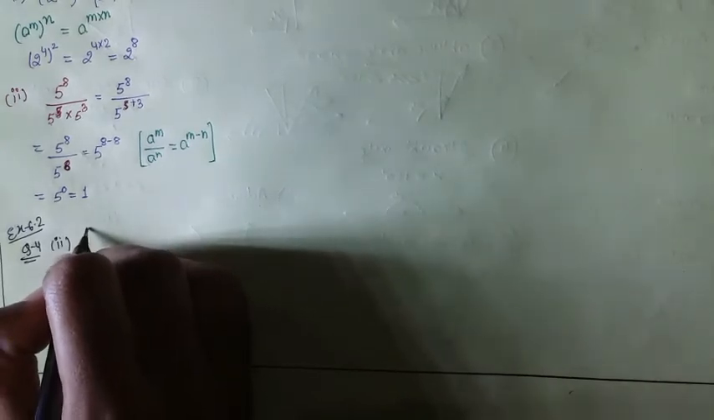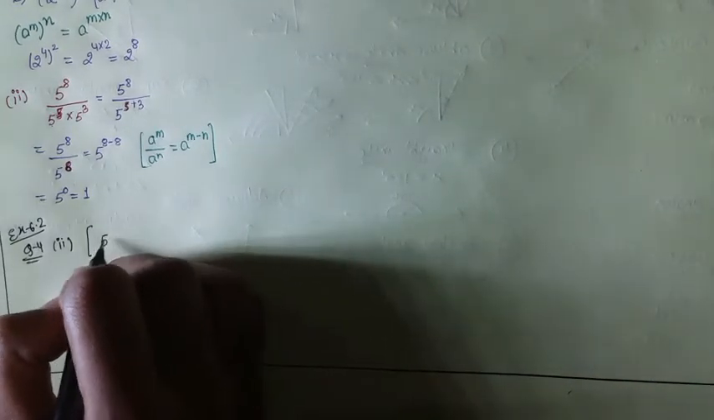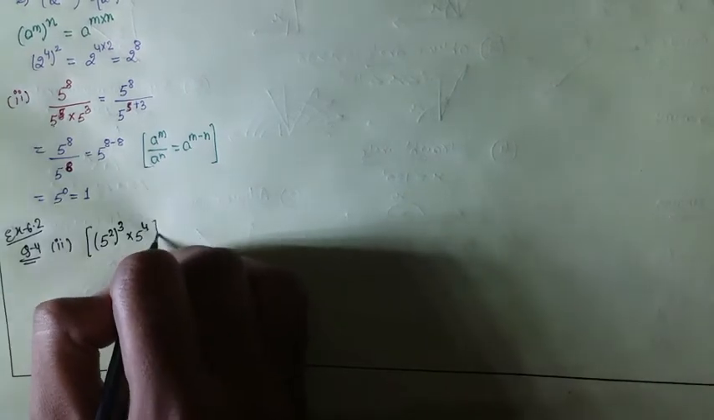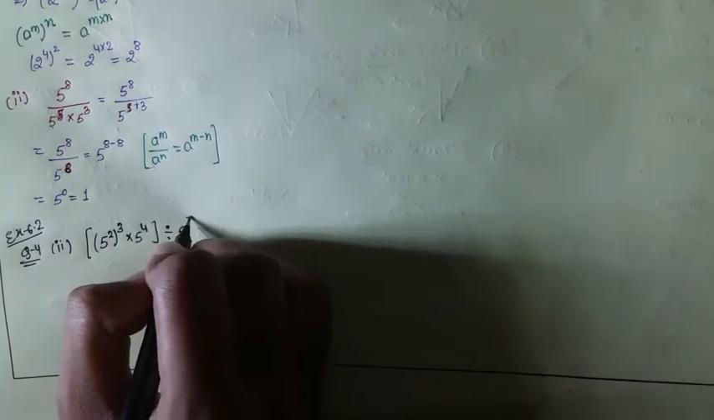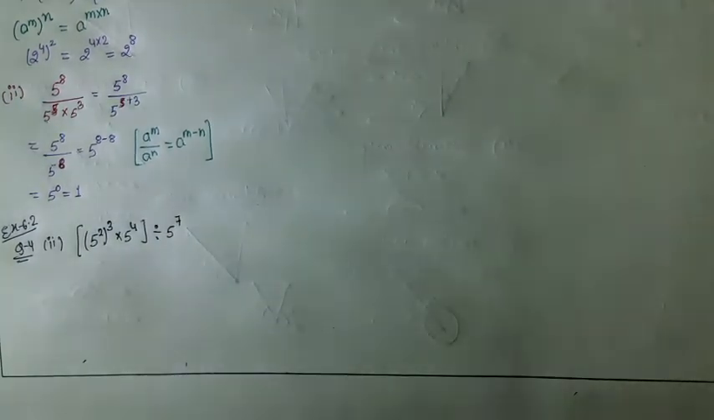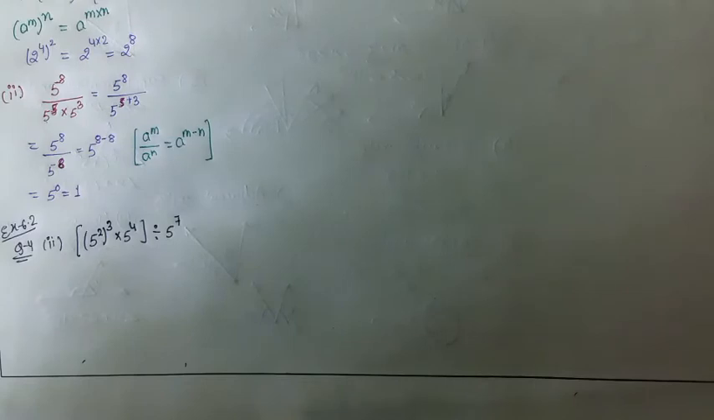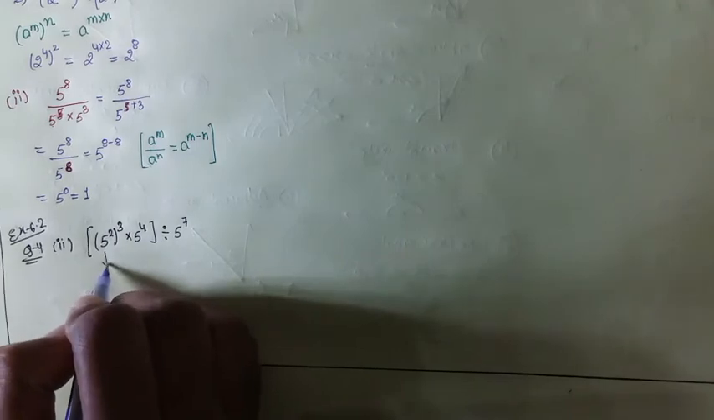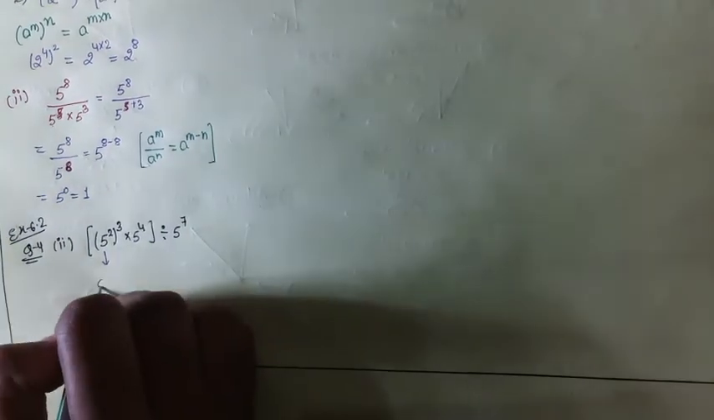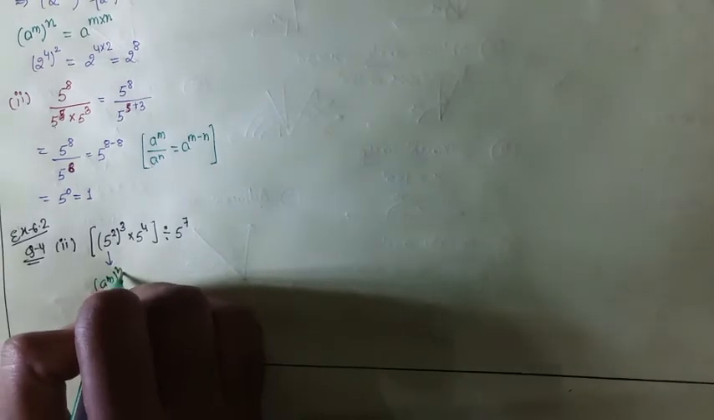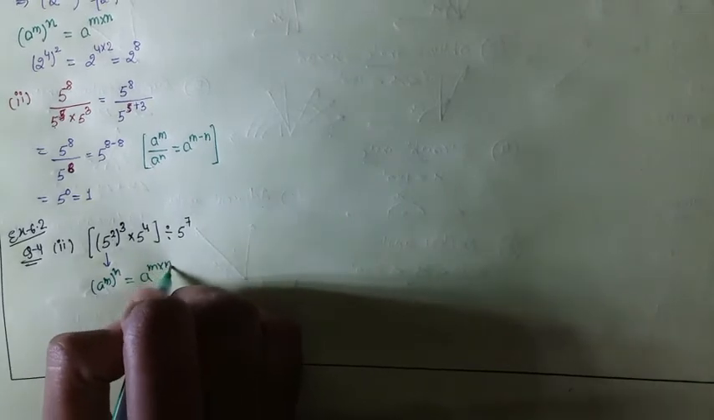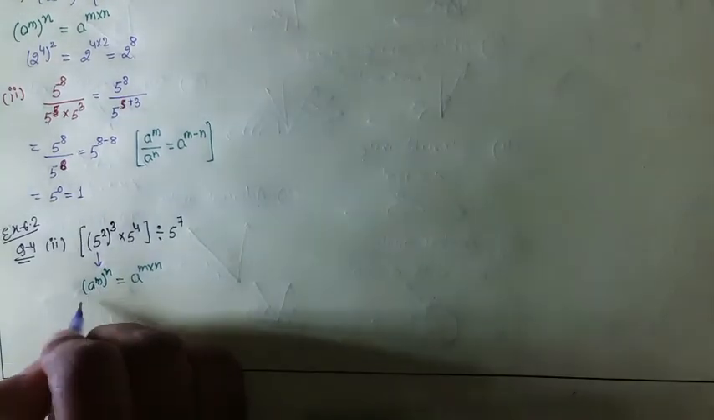And the question is like 5 to the power 2 whole cube into 5 to the power 4 divided by 5 to the power 7. So first of all we are going to simplify our brackets. Look over here, this is in the form of a to the power m whole power n. So yes, powers get multiplied. This will become m into n.